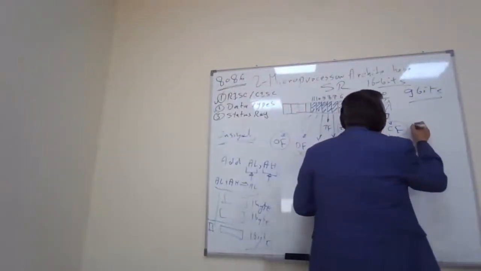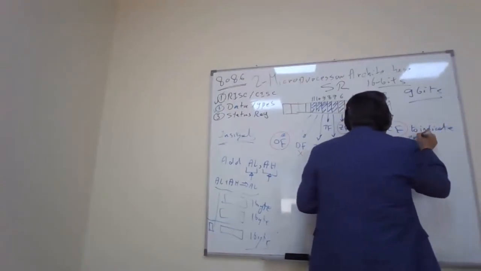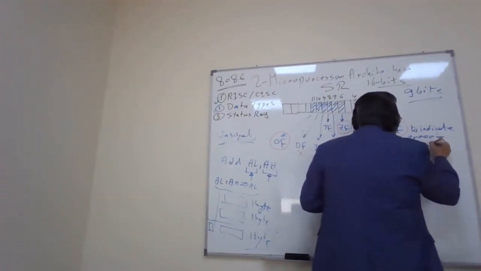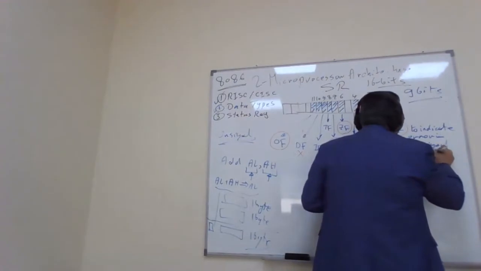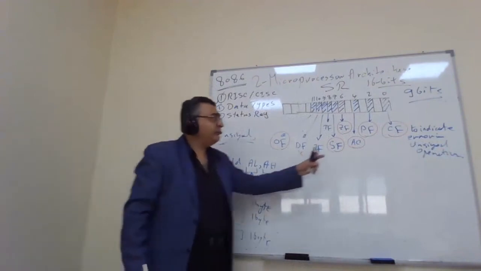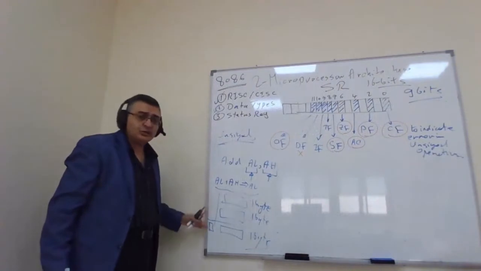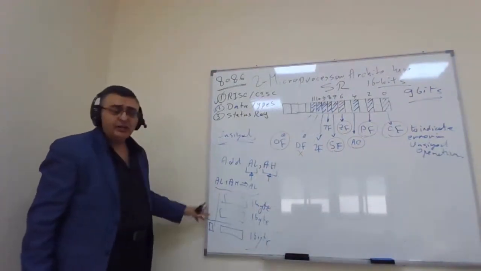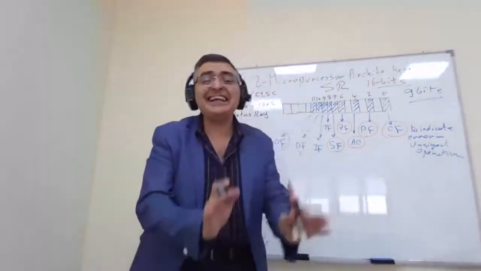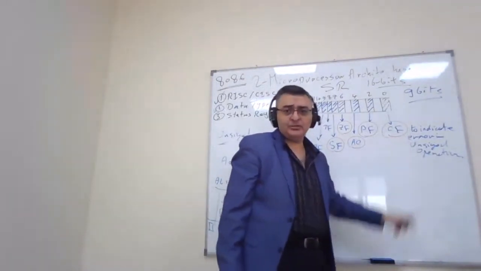So the carry flag is to indicate error in unsigned operation. When the carry flag is 1, it means that the last operation, if I'm doing addition, ended up in an overflow for unsigned numbers. So the carry flag is dedicated to unsigned numbers.